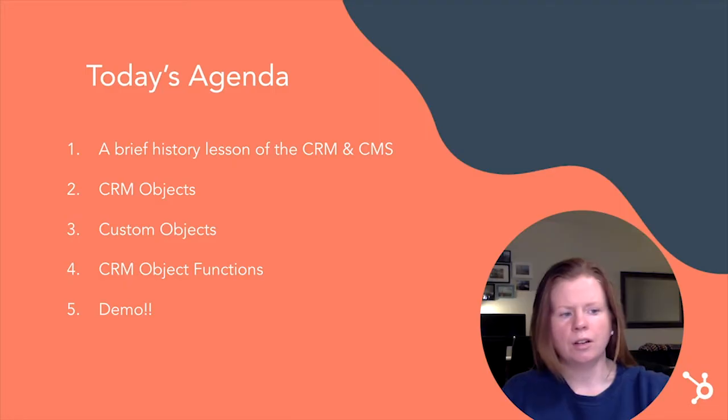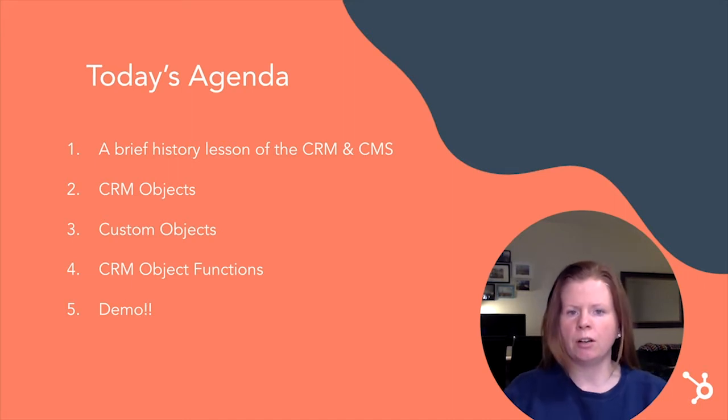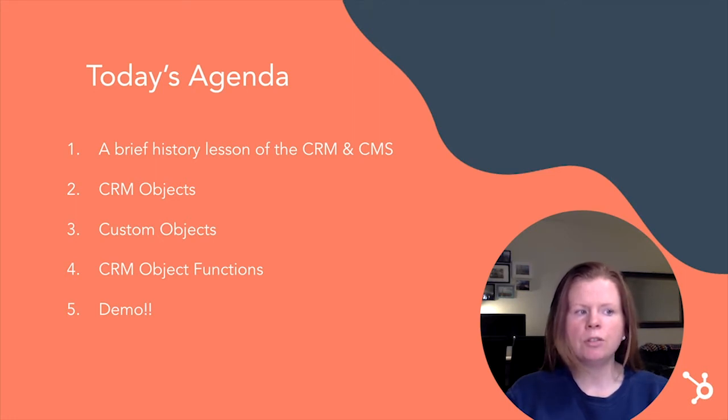Our agenda today looks a little bit like this. We're going to start off with a brief history of the CRM and the CMS, and then we're going to go through what CRM objects are supported in the CMS today, followed by a look at custom objects. And then we're going to walk through the CRM object functions that you can use to actually get CRM data in your CMS. And then we're going to wrap it all up with a short demonstration.